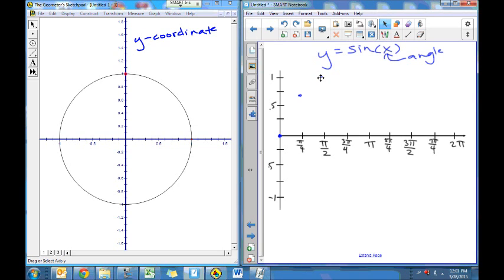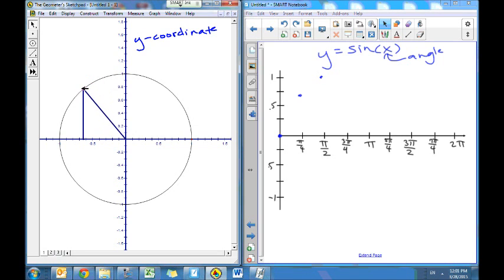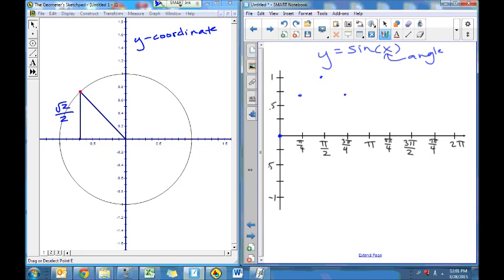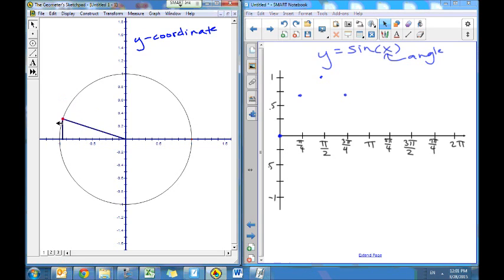If I keep going to 3 pi fourths, it's positive, right? It's above the x-axis. It's still root 2 over 2. I go over here at root 2 over 2, which is again about 0.7-ish. Okay, now I keep going at pi. At pi, I have a y-coordinate of 0 again.